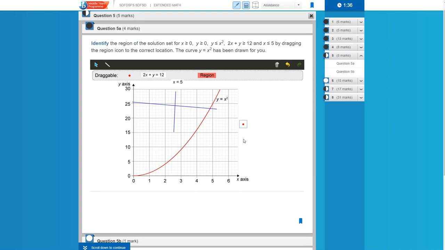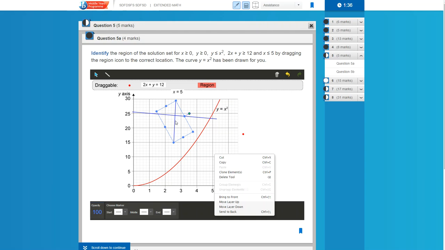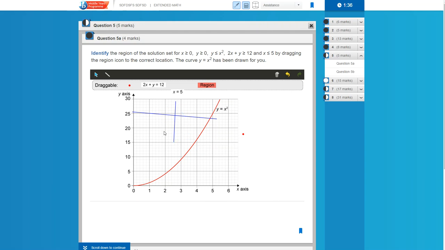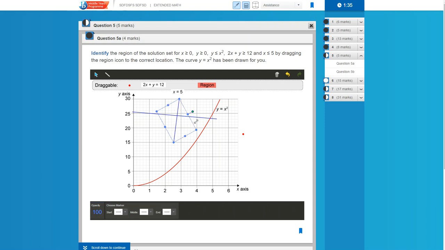5. So we have to draw in these curves, okay? Let's do the easy one. If I had to draw in x is equal to 5, it's just a straight vertical line. And I draw it, and I want to make sure it's nice and straight.